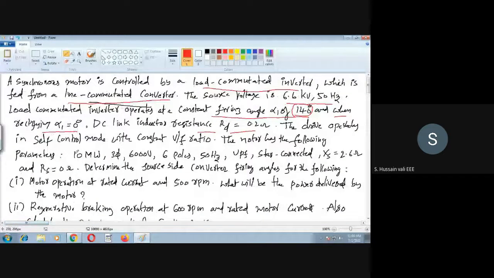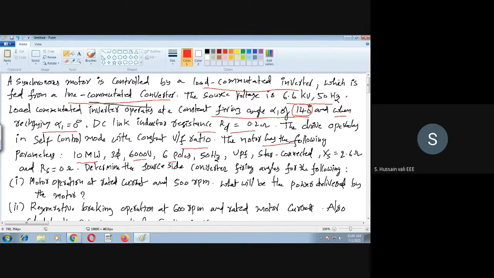The drive operates in self control mode with constant V by F ratio. I hope you remember this thing. The motor has the following parameters. Okay, 10 megawatt. Okay, so these are the ratings.